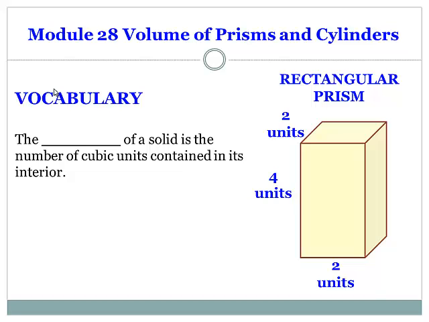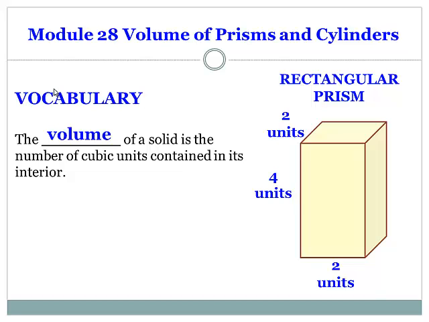This is Module 28, Volume of Prisms and Cylinders. First thing I have to identify is what the formal definition of volume is. The volume of a solid is the number of cubic units contained in its interior.